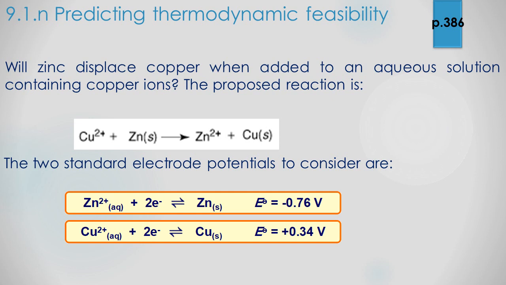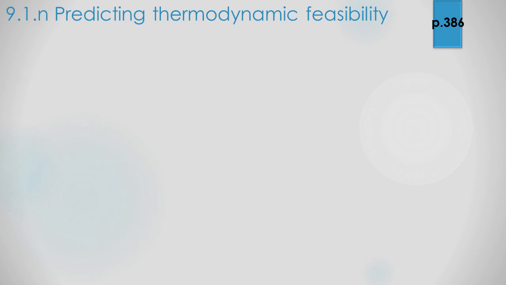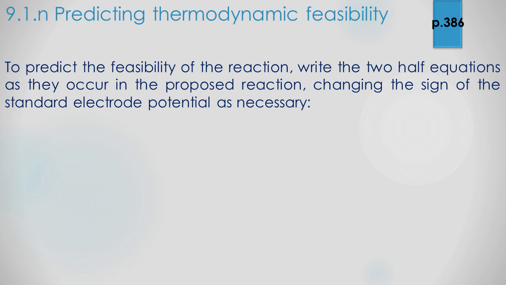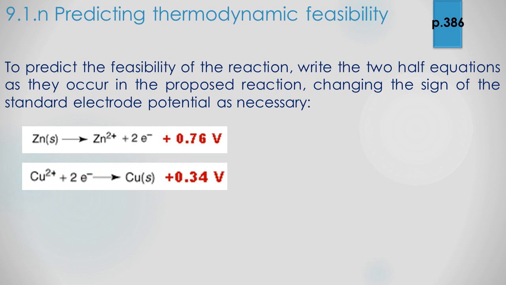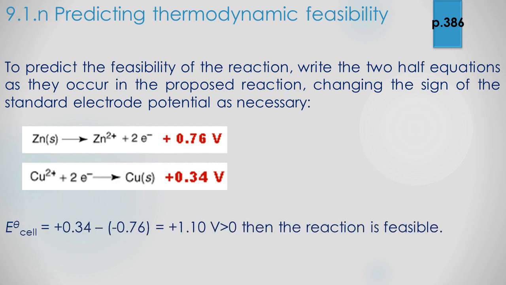The E0 is 0.34. Because in the proposed reaction Zn is undergoing oxidation, you are going to flip the sign of the E0 of Zn, so it's going to become plus 0.76. And when we add them, we're going to get plus 1.1 volts. So the reaction is thermodynamically feasible. So to predict the feasibility, write the two half equations as they occur. Zn is plus 0.76, Cu is plus 0.34, and the E0 of the cell is plus 1.1, so it's positive, then the reaction is feasible.